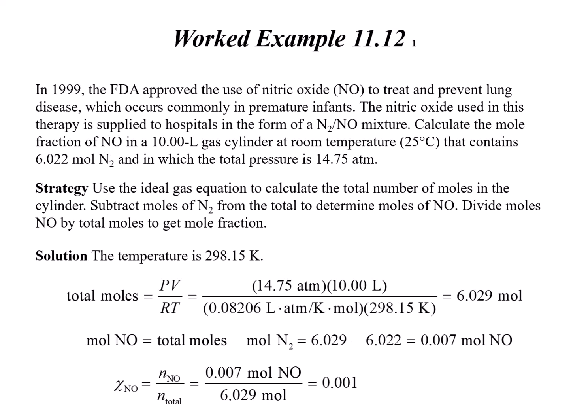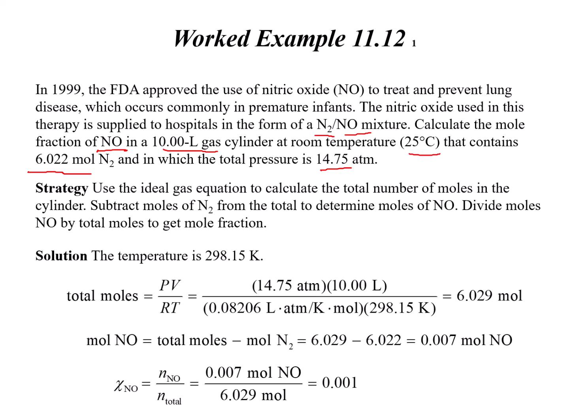The nitric oxide used in this therapy is supplied in hospitals in the form of a nitrogen and nitric oxide mixture. Calculate the mole fraction of nitric oxide in a 10-liter gas cylinder at room temperature, 25 degrees Celsius, that contains 6.022 moles of nitrogen gas and has a total pressure of 4.75 atmospheres.